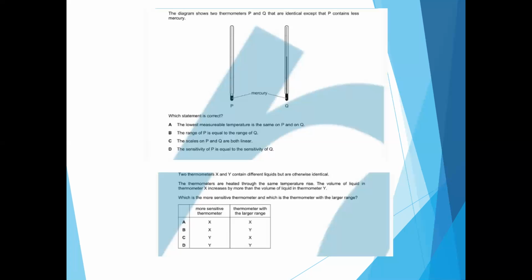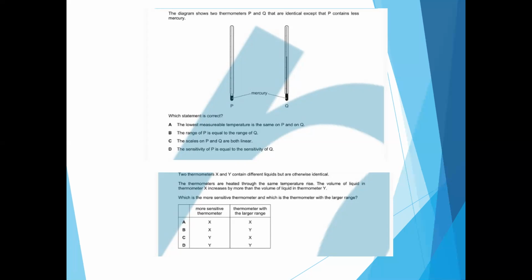What is responsiveness? How fast the thermometer is responding to a temperature change. Now how can we increase the range? We can increase the range by decreasing the size of the bulb, by increasing the diameter of the capillary bore and by increasing the length of the stem. These are three ways we can increase the range.